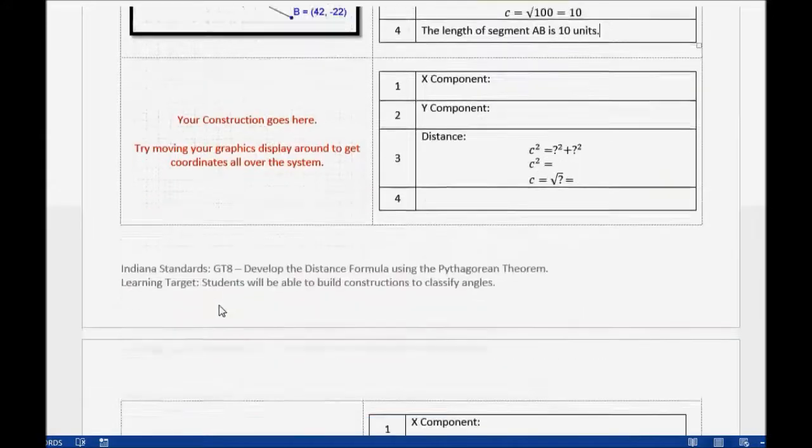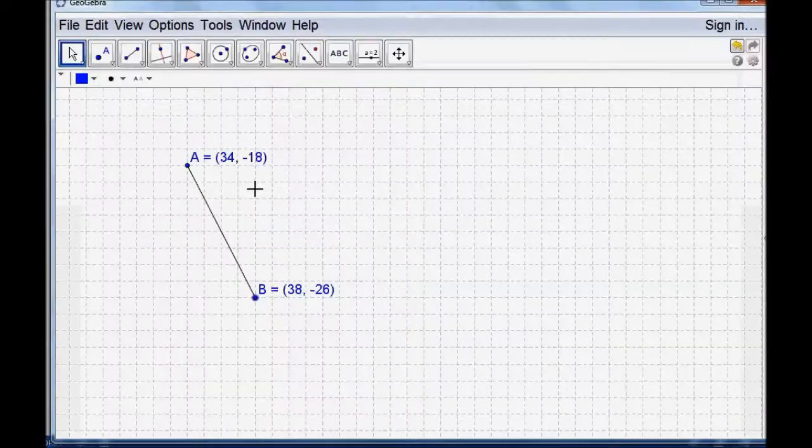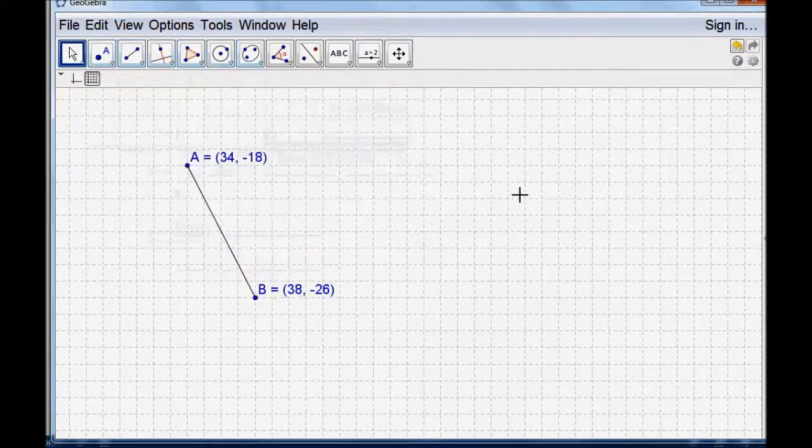I give you some specifics down here. Try to get a point in quadrant 2 and quadrant 1. Try to get a point in quadrant 3 and quadrant 2. To do this in GeoGebra, what you'll do is select the move tool. Make sure nothing's selected and click the move tool, and then click on the axis.